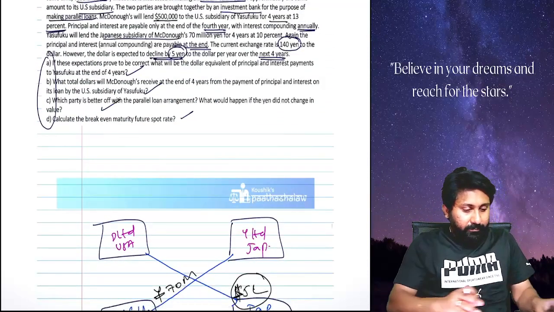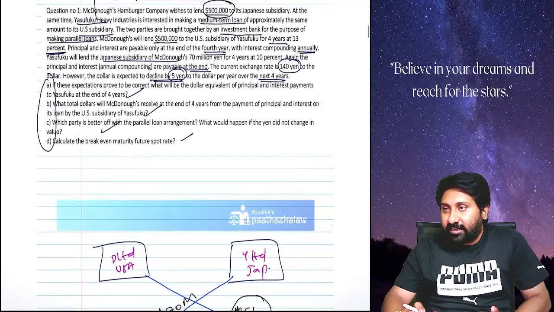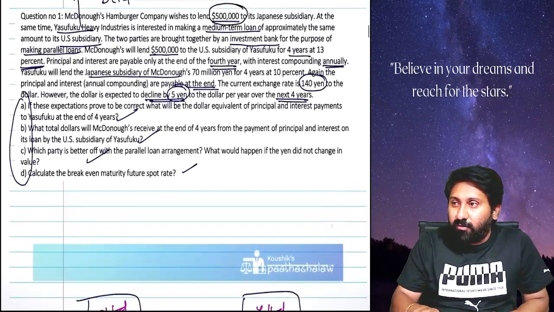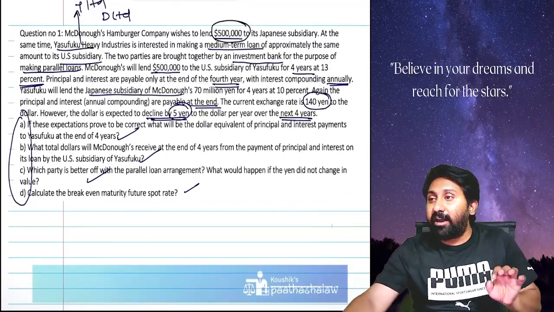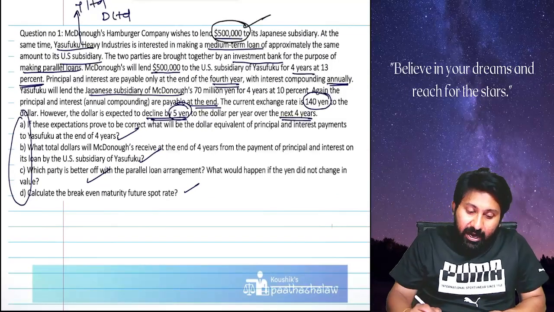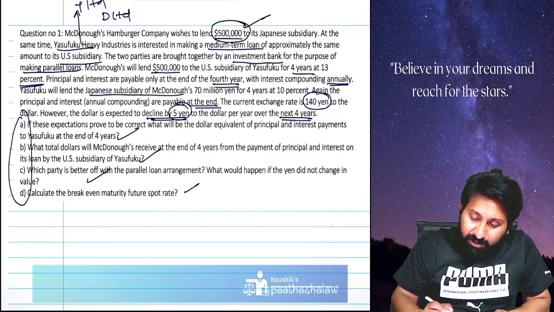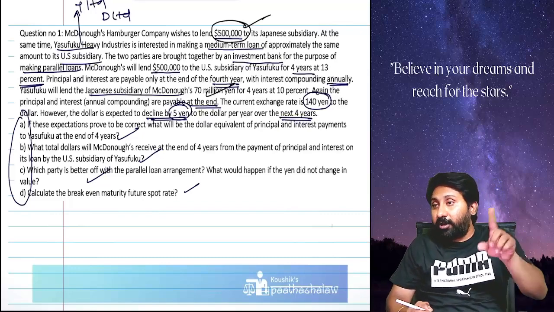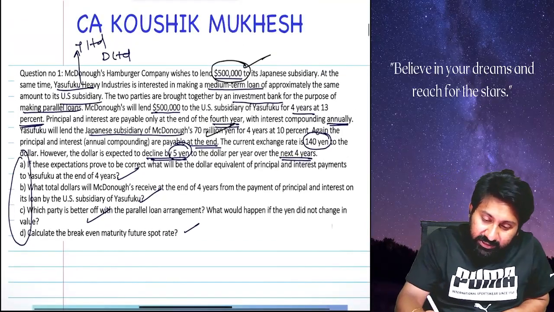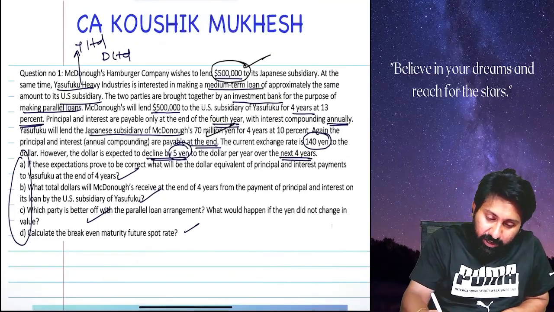Okay, this is the original transaction they wanted to enter. Understood? So now what we have to understand, they wanted to lend $5 lakh to the Japanese subsidiary, and the Japanese company wanted to lend 70 million yens to the US subsidiary of Y Limited. This is the original transaction they wanted to create.